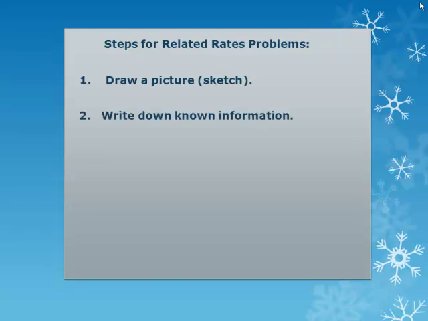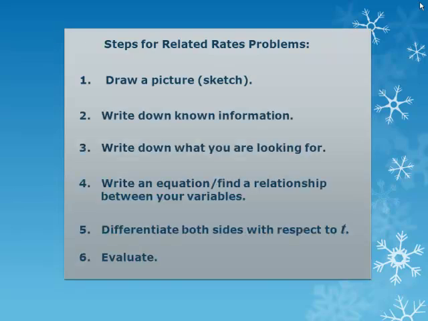The steps for related rates problems. The first thing you want to do is draw a picture. A picture or a sketch of some sort really helps, so you can see visually what's happening. A lot of these are geometric situations. The second thing is to write down the information that we know. For example, if we know that the radius of the snowball was 70 minus 2t, that's something we want to keep in mind. Number 3, write down what we're looking for.